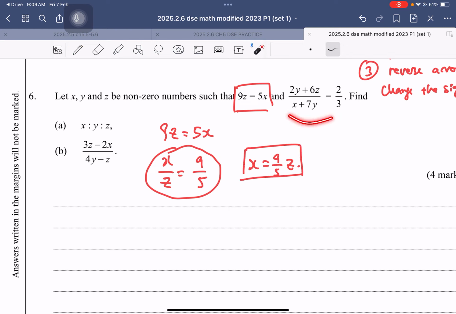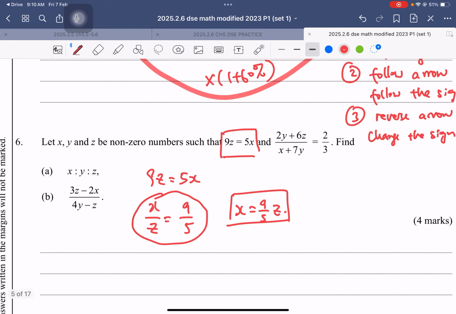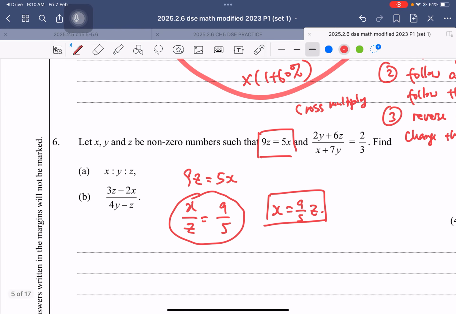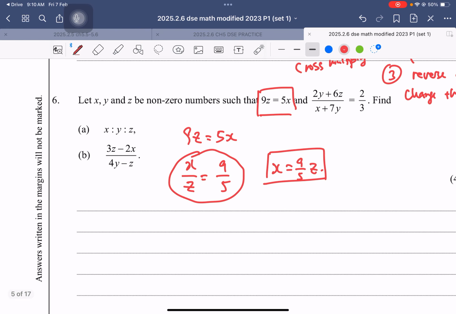And then now I have this thing, isn't it? Then I want to change this into something like this. How am I going to do it? This is a fraction. Then what am I going to do? Cross multiply. Cross multiply. Remember it. When you see a fraction equal to a fraction, you do cross multiply. Savannah, when you see the fraction, what do you need to do? Cross multiply. So I have 3 times (2y plus 6z) equal to 2 times (x plus 7y).